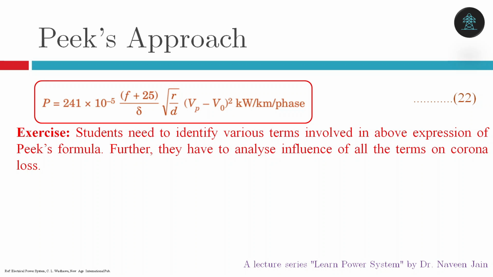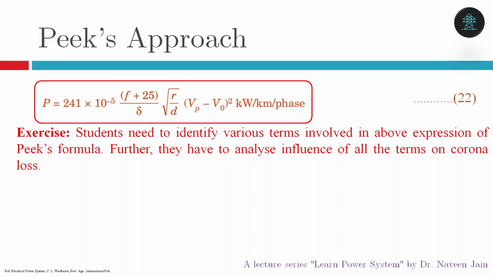In this expression, F is the frequency of supply, delta is the air density correction factor, Vp stands for operating voltage in kilovolts, V naught is the critical disruptive voltage, R is the radius of the conductor, and D is the distance between two conductors. This loss is given in kilowatt per kilometer per phase.